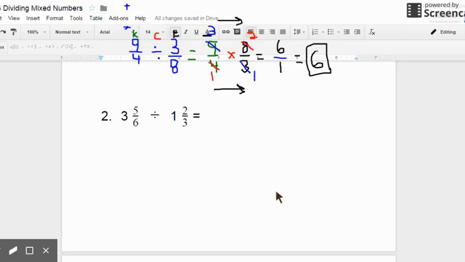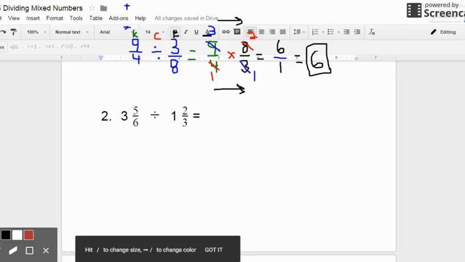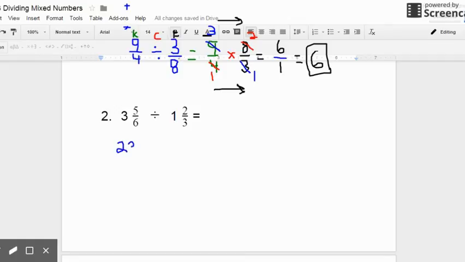This one I'll probably use method 1, where I multiply across the top and across the bottom, just in case you still like to use that method. But we'll see that numbers get very big when we do that. So let's first change all of these mixed numbers to improper fractions. 6 times 3 is 18, plus 5 I believe is 23. Keep the 6 the same. The division hasn't changed yet because I'm just making the change to improper fractions. 3 times 1 is 3, plus 2 is 5.